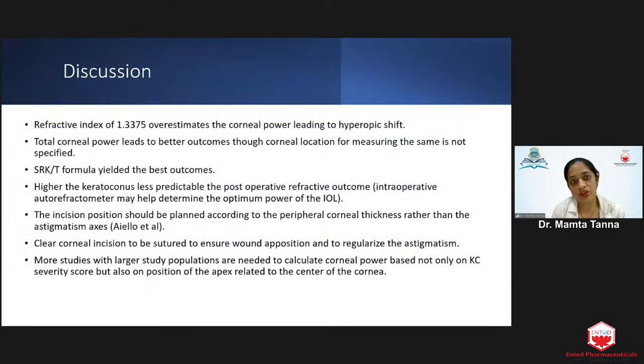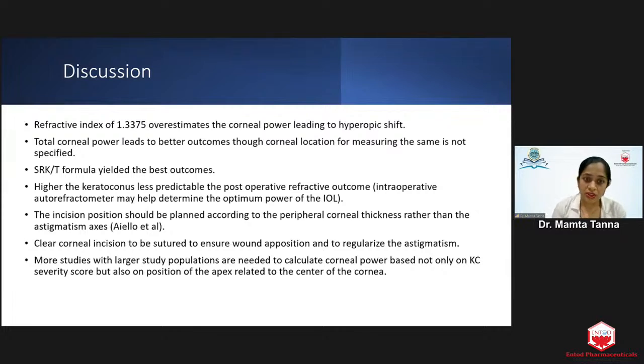Discussion: refractive index of 1.3375 overestimates the corneal power, leading to hyperopic shift. Total corneal power leads to better outcomes, though corneal location for measuring the same is not specified. SRKT formula yielded the best outcomes. Higher the keratoconus, less predictable the post-operative outcomes. The incision position should be planned according to the peripheral corneal thickness rather than the astigmatism axis. Clear corneal incisions to be sutured to ensure wound apposition and to regularize the astigmatism.